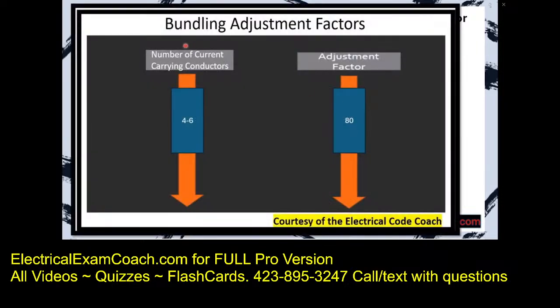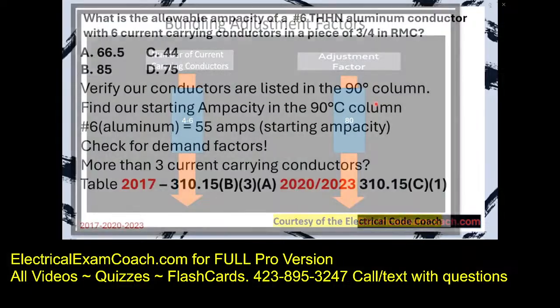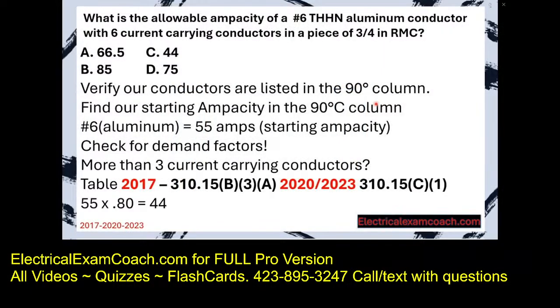When we get there, we're going to find our range of conductors. Then we're going to cross over to the demand factor. Now, let's just do the math. We take our starting ampacity multiplied by 0.80, and that gives us a new reduced allowable ampacity of 44 amps.